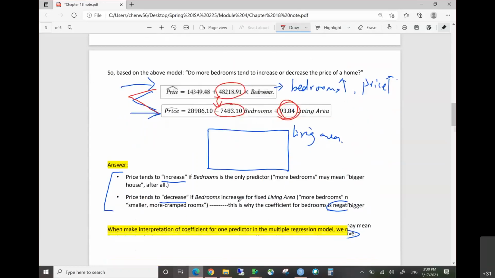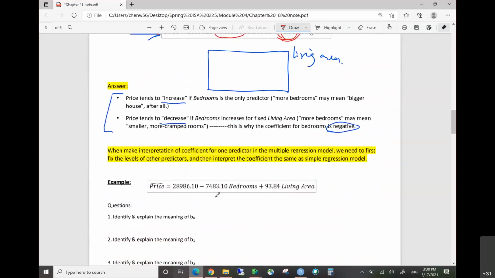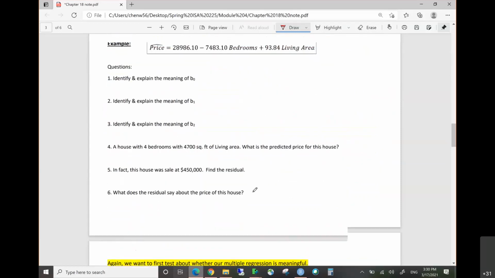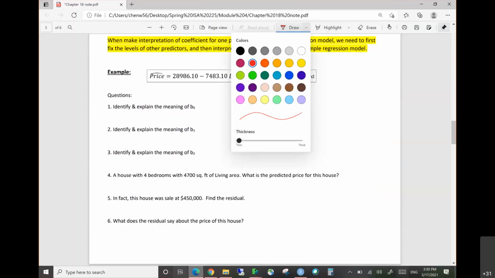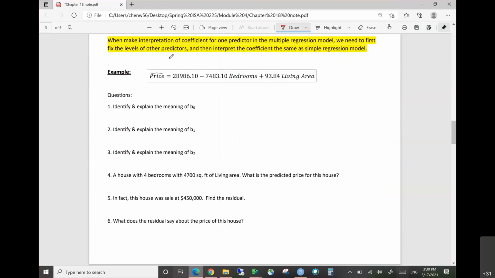All right, and then to get more idea, I just made up these questions. Let's do these questions together. All right, we say this is the linear regression. We cannot say linear, so multiple regression equation, right?